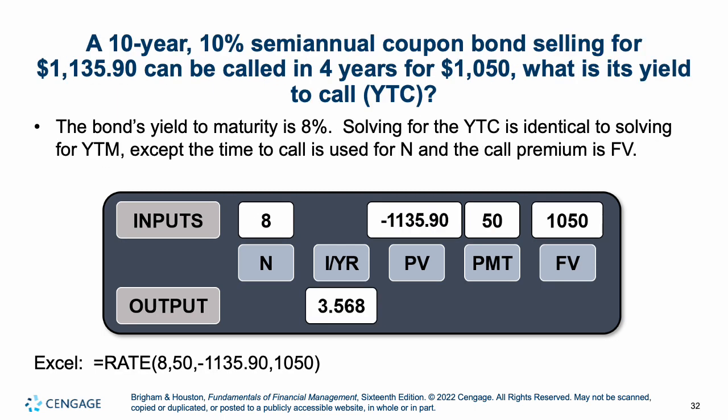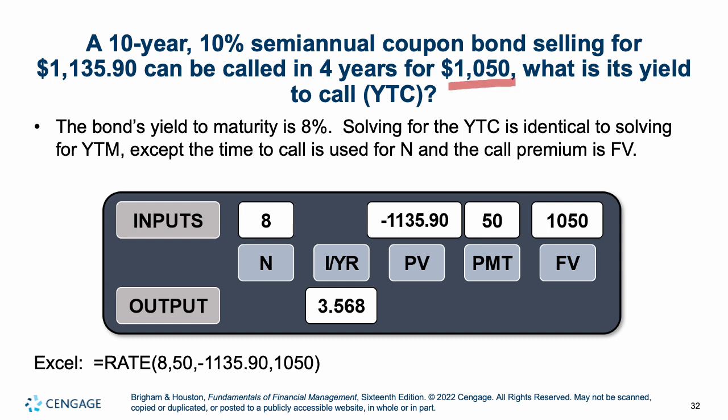A 10-year, 10% semi-annual bond selling for $1135.90 can be called in 4 years at $1050. What's its yield to call? Yield to call is what the bond yielded from the time you held it till it got called. Remember, if a bond gets called, its issuer calls it back, they retire it, and they pay you out your par value. As you can see here, this bond can be called in 4 years, not at par value, but at $1050. That's an example of a call premium.